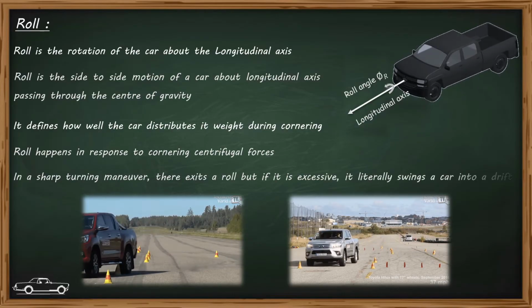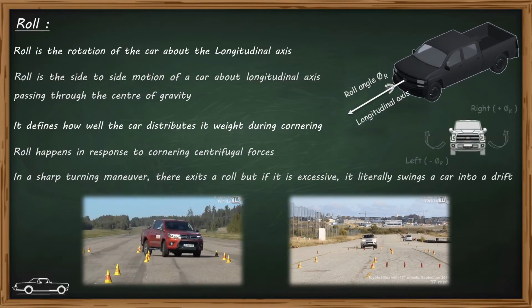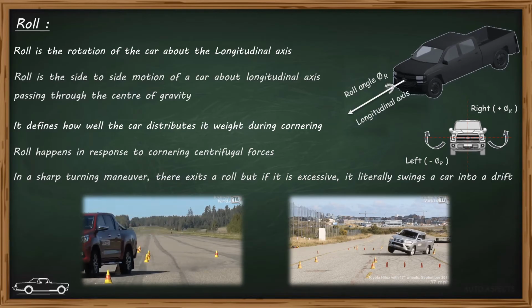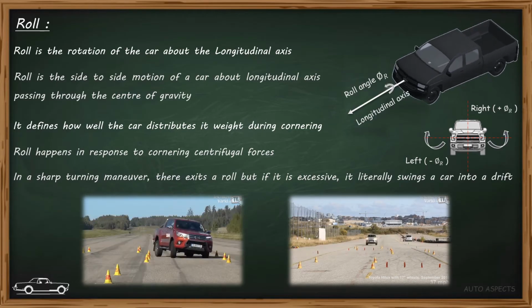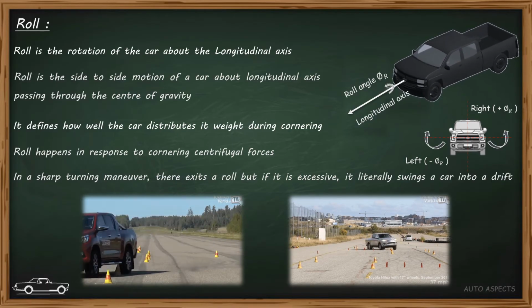In general, positive roll angle is measured when the vehicle poses an upward movement on the right side, while the upward movement on the left side is termed as negative roll angle.